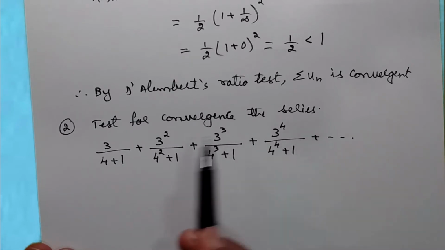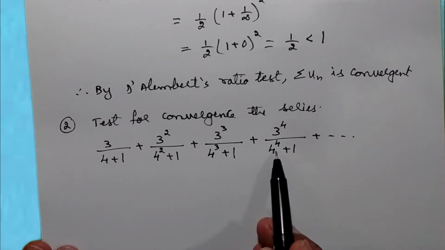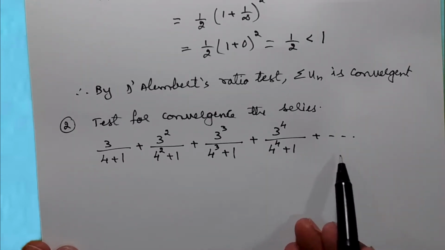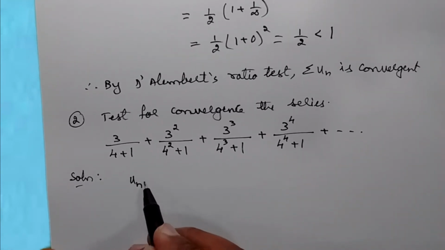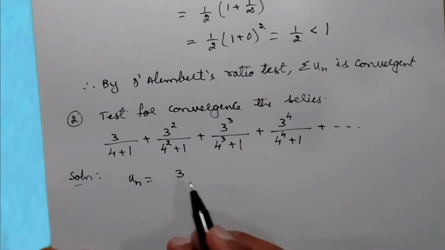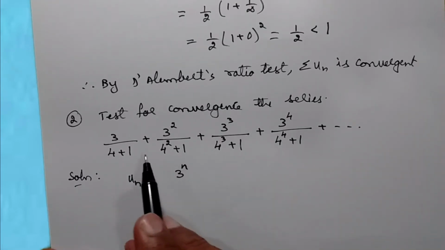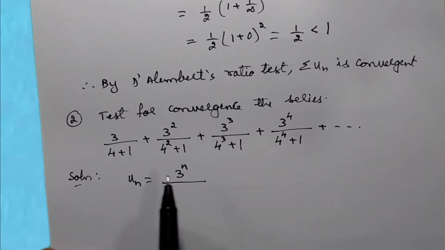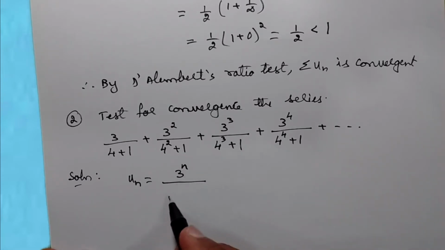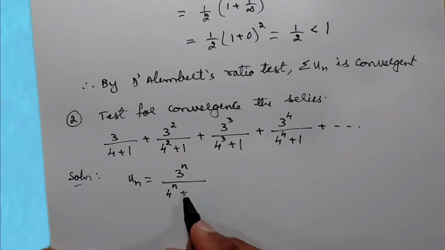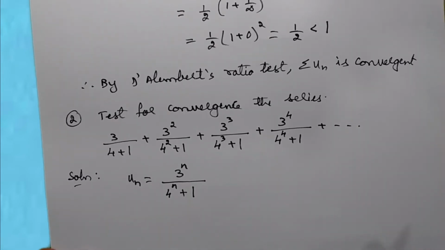Test for convergence the series 3 by 4 plus 1, plus 3 square by 4 square plus 1, plus 3 cube by 4 cube plus 1, plus 3 power of 4 by 4 power of 4 plus 1, and so on. So we need to write down the nth term over here. Un will be equal to, so this base 3 is the same, so 3 power of, you try to see the power is 1, 2, 3, 4, 5, 6 and so on up to n. So 3 power of n, general term, whole divided by, in the denominator first term you try to see, it's 4 power of 1, 4 square, 4 cube, 4 power of 4, 4 power of 5, so on, 4 power of n, plus 1, this term is the same, it's not changing, so plus 1 only.